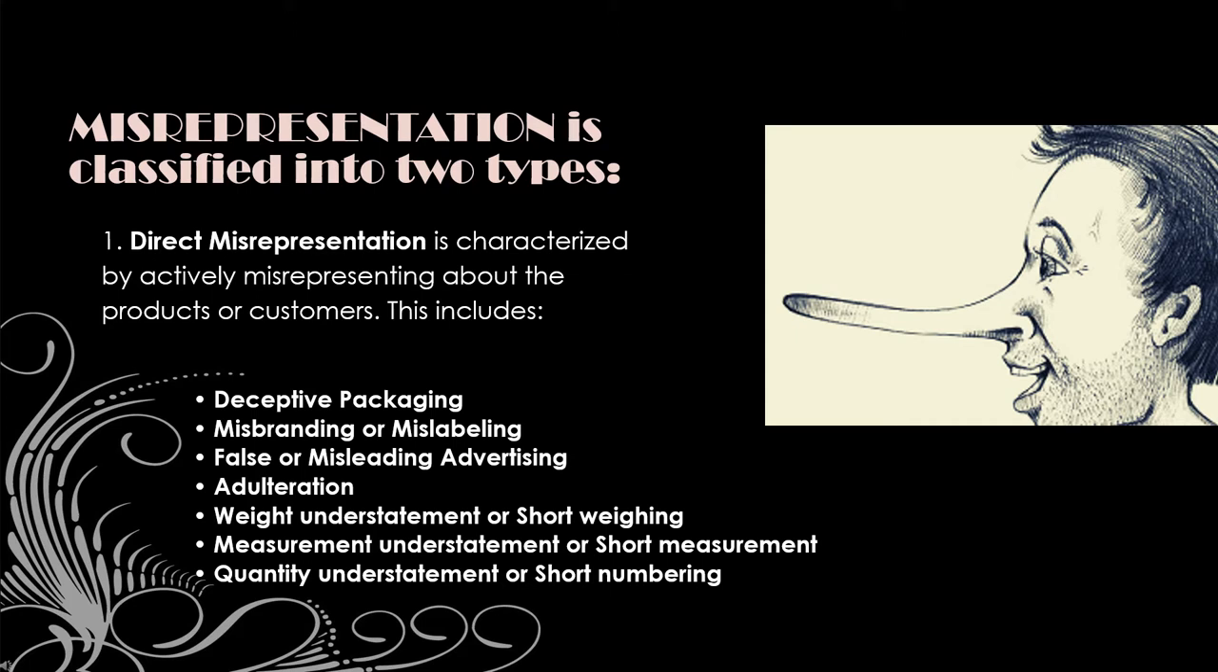Weight understatement or short weighing. In short weighing, the mechanism of the weighing scale is tampered with or something is unobtrusively attached to it so that the scale registers more than the actual weight. An example is a foot pedal with a concealed string tied to the weighing scale. Weight understatement or short weighing is practiced by business establishments in selling products like sugar, meat, fish, vegetables, fruits, and nails, because the weighing scale is manipulated in order to register more than the actual weight.